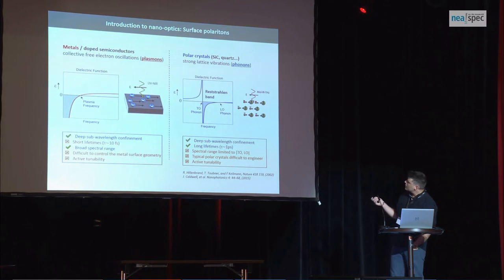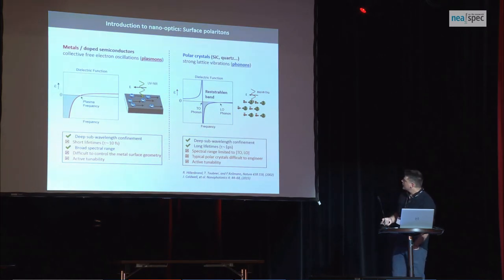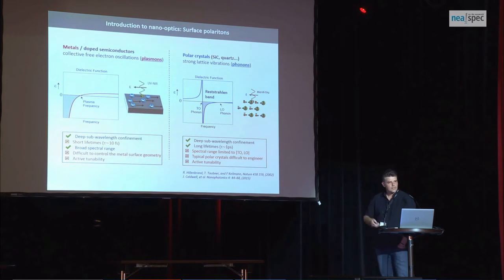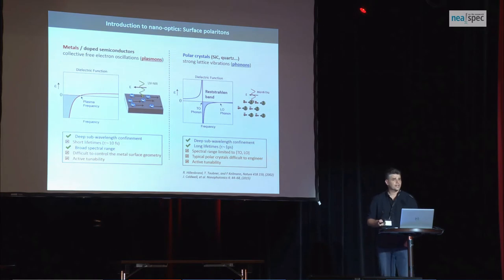And this happens between the TO and LO phonons, and as I say, this is 6 microns wavelength, 7 microns wavelength, until 30 microns wavelength or even longer, okay? The good thing about them is that because they don't involve electron-electron scattering, it's just phonon-phonon scattering, which occurs in time scales that are much longer, the lifetime of these waves on the surface is quite long, and the confinement of these waves is also very, very high.